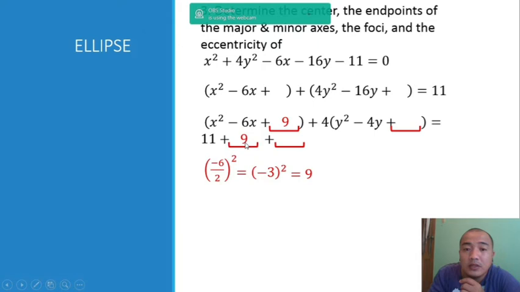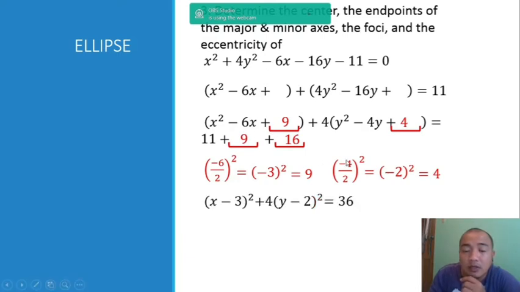Okay? Whatever you added to the left side, you add to the right side of the equation. What will you add on this part? Yun, negative 4 divided by 2 is negative 2, squared is 4. So I will add 4 times 4, 16. So what is 11 plus 9 plus 16? That's equal to 36. Ayun. Then you factor also the trinomials. The factors are x minus 3 quantity squared, y minus 2 quantity squared, times 4.